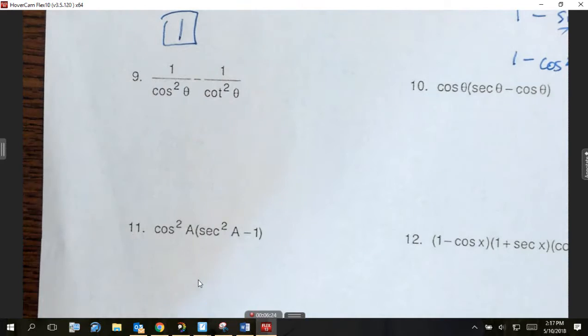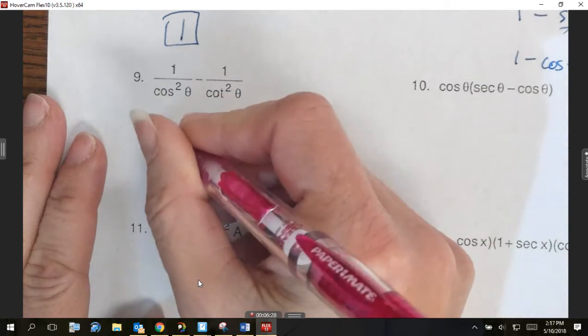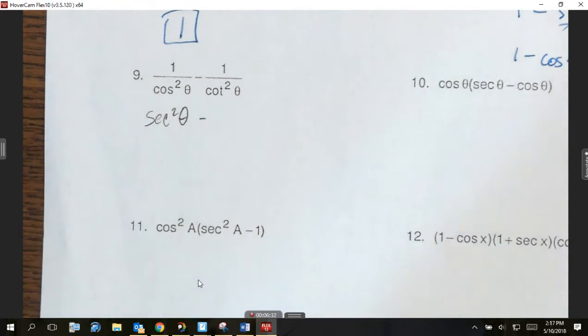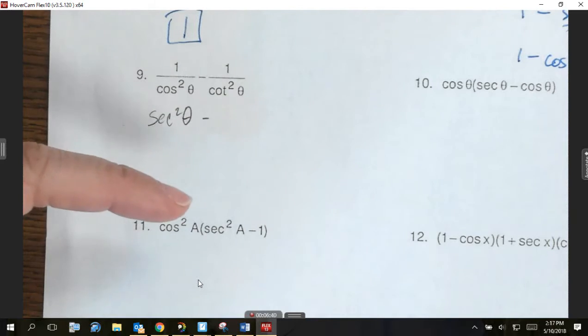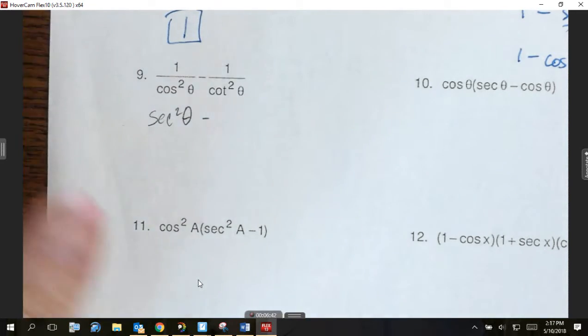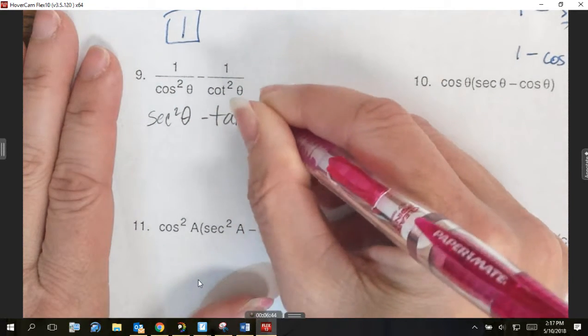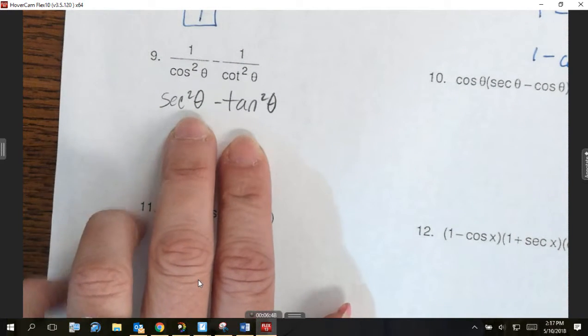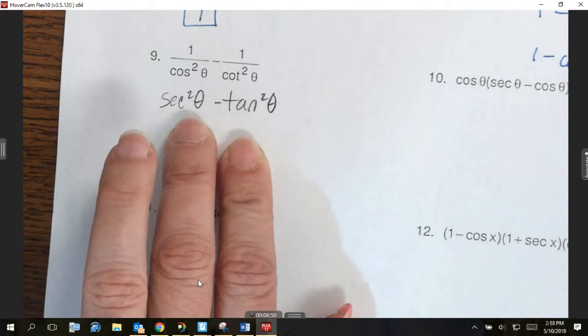So 1 over cosine squared is secant squared. Maybe that's the only thing you tried, 1 over cosine squared is secant squared theta. Maybe you didn't even try that. Some of you didn't do that, but that's okay. Because I know there were different ways of doing it. Or maybe 1 over cotangent squared is what? Tangent squared. So some of you had this written on your paper. Some of you did it in a different way.